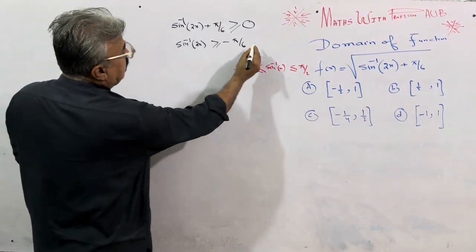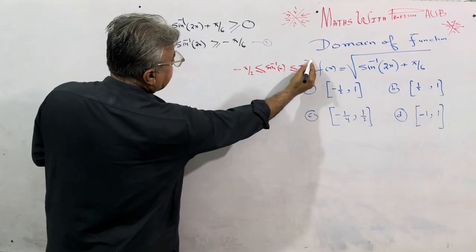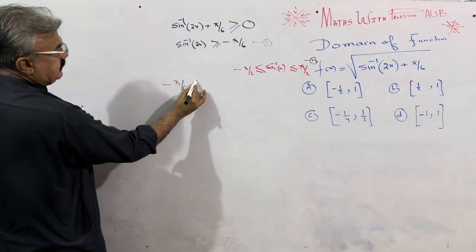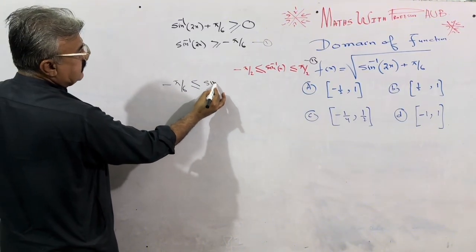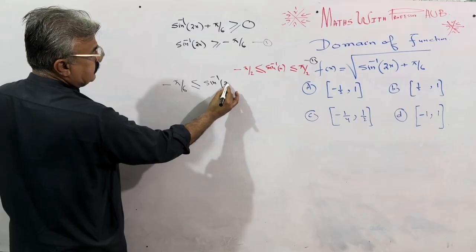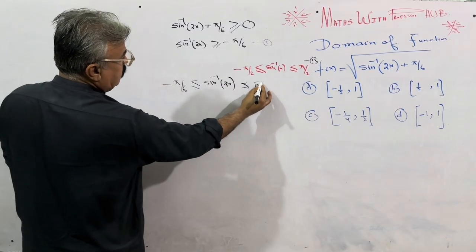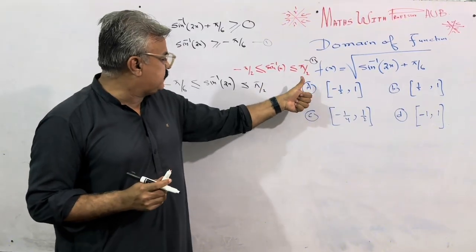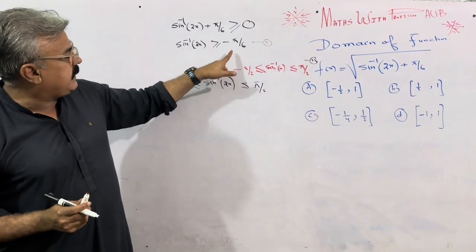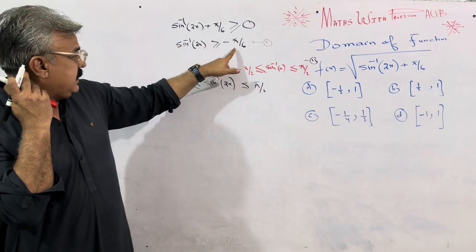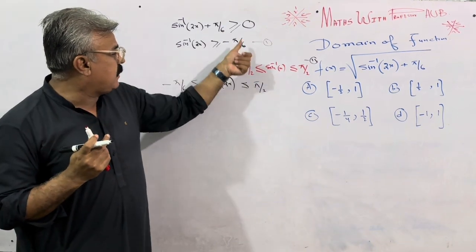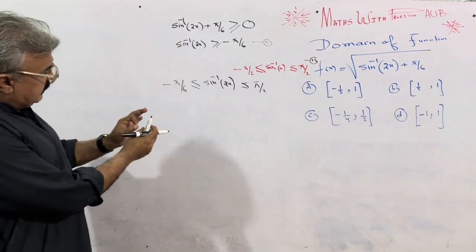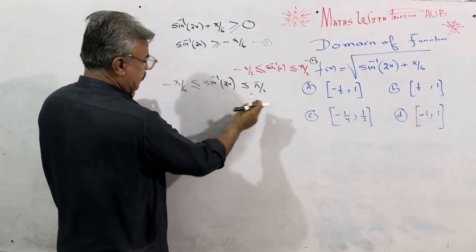So combining these two restrictions, we can write the inequality as minus pi over 6 less than or equal to sine inverse 2x less than or equal to pi over 2. Here, the upper bound, the greatest value, is pi over 2. However, from minus pi over 6 to pi over 2, we are going to select minus pi over 6, because minus pi over 2 also lies somewhere after minus pi over 6. It means our interval length is smaller in comparison to this one.